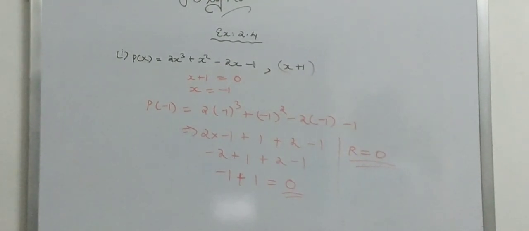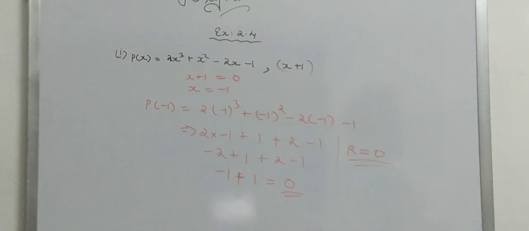Now the second one, similarly, we have x plus 2. You can write x plus 2 and equate it to 0, so you will be getting x is equal to minus 2. Then substitute this minus 2 in your p of x equation. When you do that, you will be getting the value of p of minus 2 as equal to minus 1, which means that our remainder is equal to minus 1. Since the remainder is not equal to 0, we cannot say that it is a factor. You can just substitute minus 2 in that equation and see, and move on to the third question.